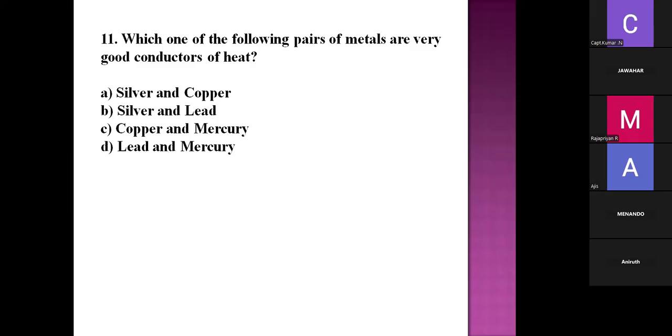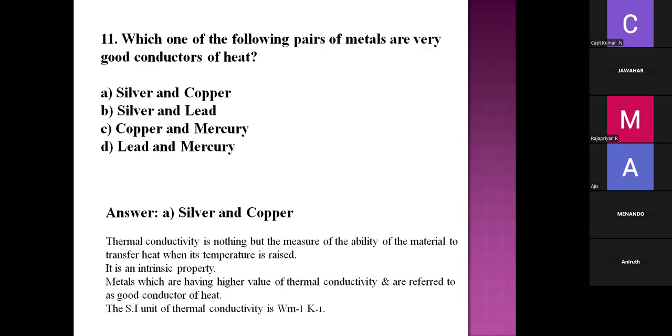Which one of the following pairs of metals are very good conductors of heat? Option A, silver and copper. Option B, silver and lead. Option C, copper and mercury. Option D, lead and mercury. Correct answer is option A, silver and copper.